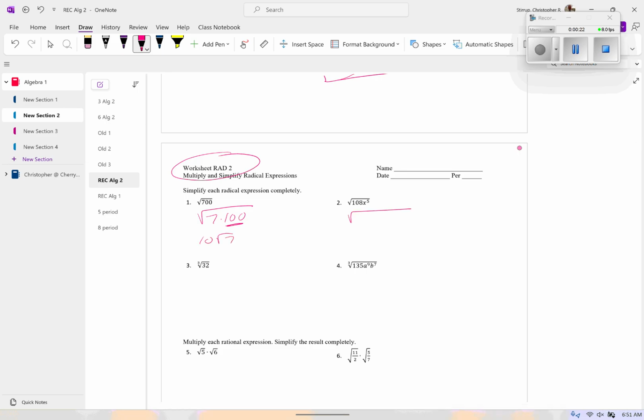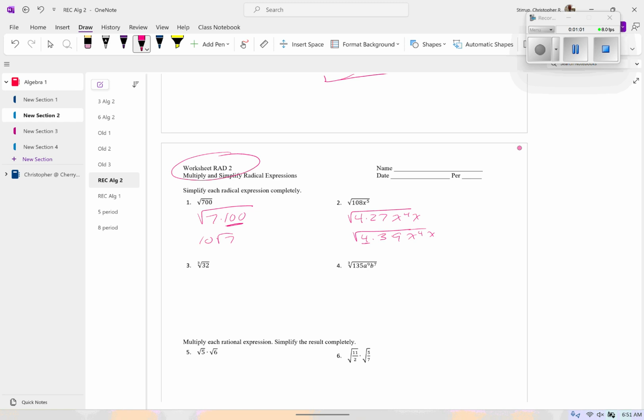I got 108. Okay, so 108, biggest perfect square might be, let's see, 108 breaks down. We could break it down to 4 and 27, but I'm going to go a little further, x to the fourth x. 27 breaks down to 3 times 9, x to the fourth x.